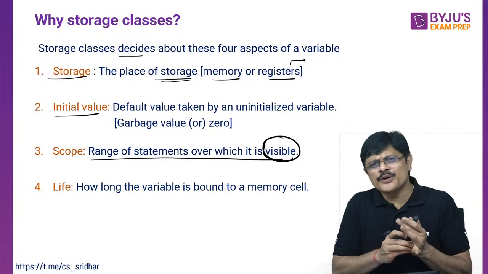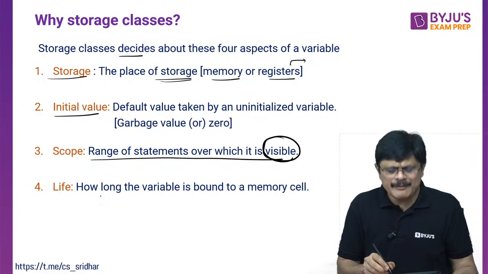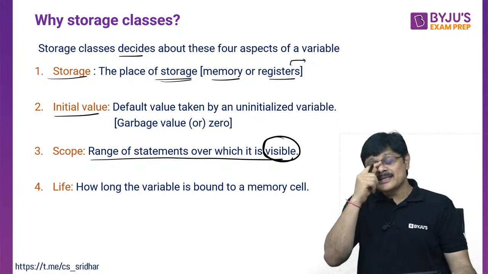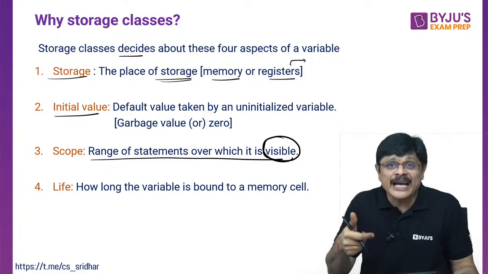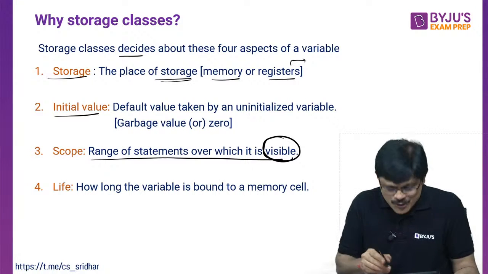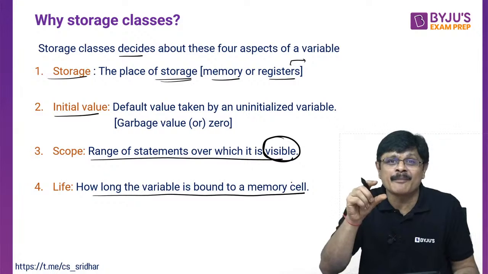See, temporary storage or temporary caching, yeah, you can say that, my dear friends. Next, life means how long that particular variable is available. Sometimes a variable may not be visible, but it is still alive. Am I clear? So that is what we need: how long that particular variable is bound to that particular memory cell.